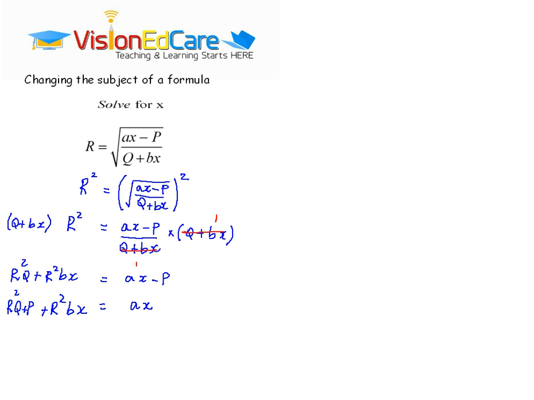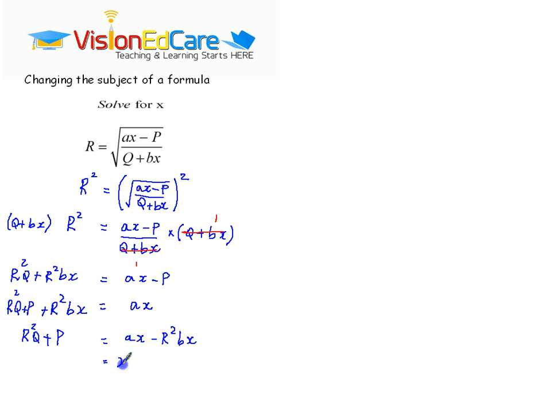As I said, we need to get the x terms on one side, so let us now get rid of the r squared bx. So by taking r squared bx from both sides, on the left hand side I would have r squared q plus p, and on the right hand side I would have ax minus r squared bx. So we have all the x terms on one side of the equation now, and if you note, x is a common factor, so we can factor out x.